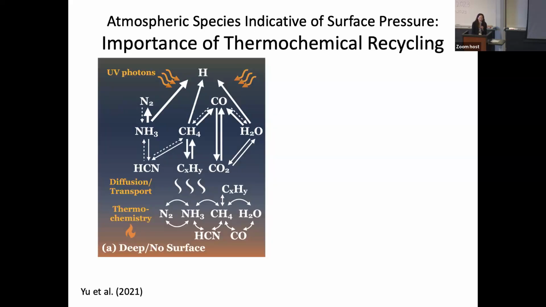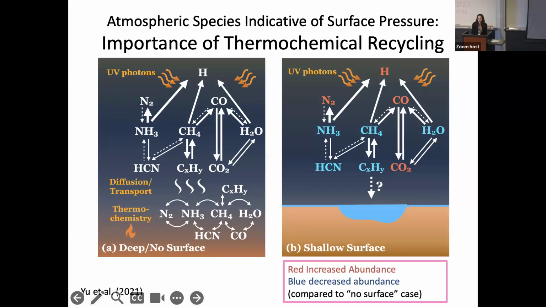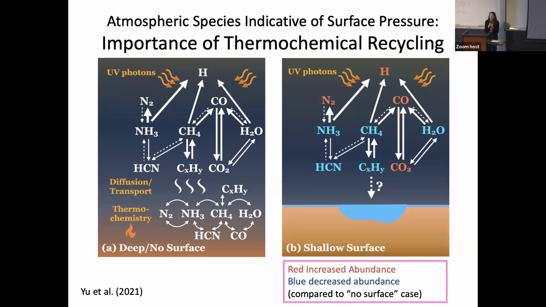But then as the transport timescales become shorter than the reaction timescales, they can be quenched. And then as you get into the upper atmosphere, photochemistry becomes important. And so in this paper, Yu et al. pointed out how for sub-Neptune planets, this can give us a potential avenue to identify the presence of a surface in the planet. So if a planet has a shallow surface, essentially it is cutting off this possibility of thermochemical recycling, and that can affect the abundances in the upper atmosphere.